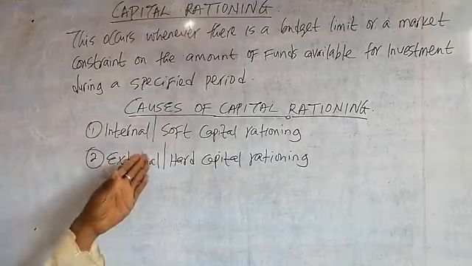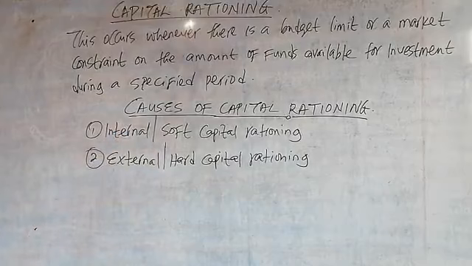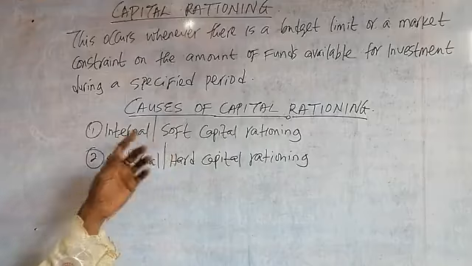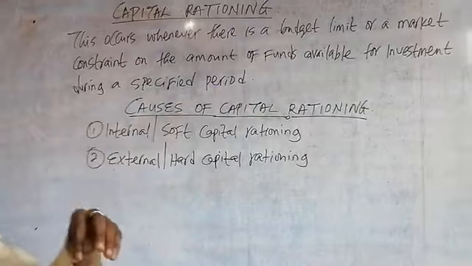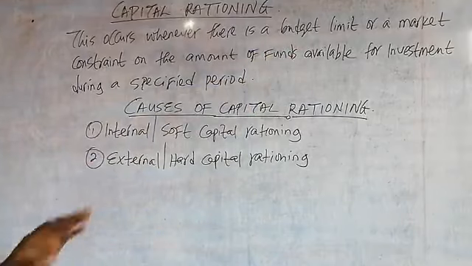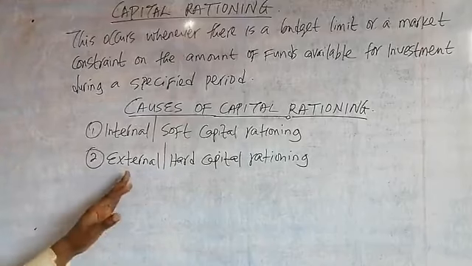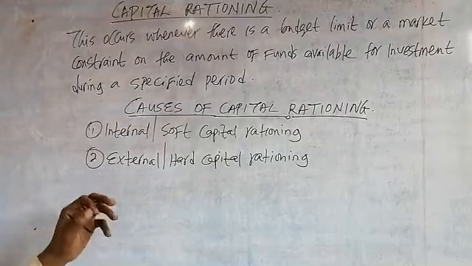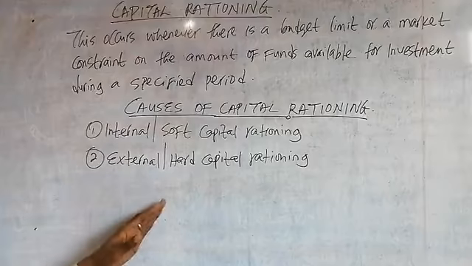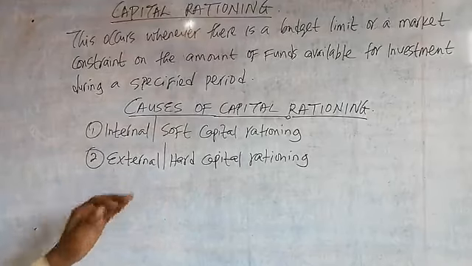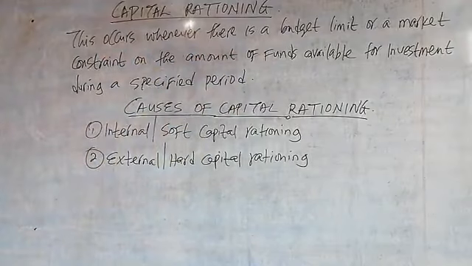So we have a lot of factors which constitute internal or soft capital rationing. Majorly, internal is what is within. The external is the budget limit, the factors that constitute that budget limit. While external or hard capital rationing comprises the factors that place constraints on investment based on external factors, such as market constraints.